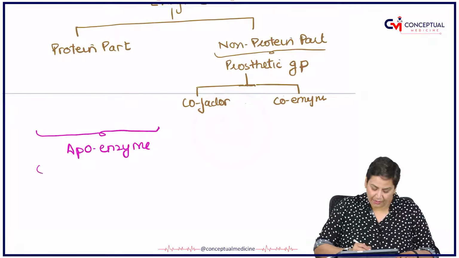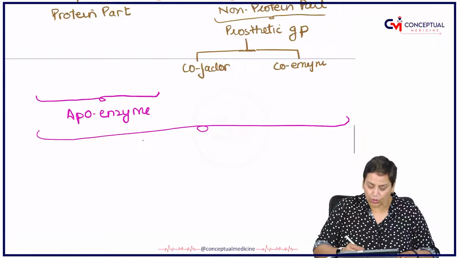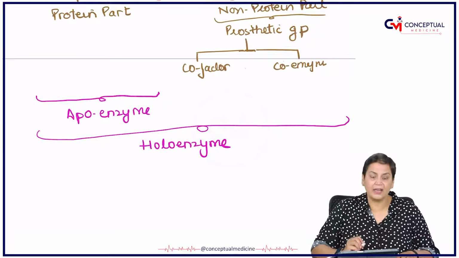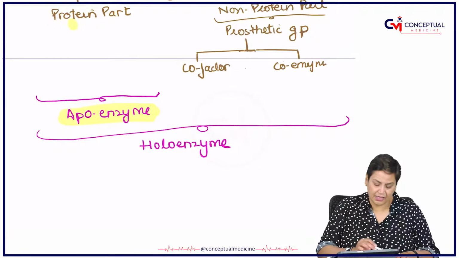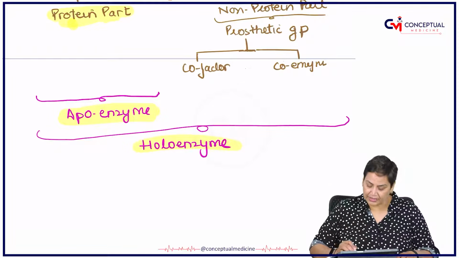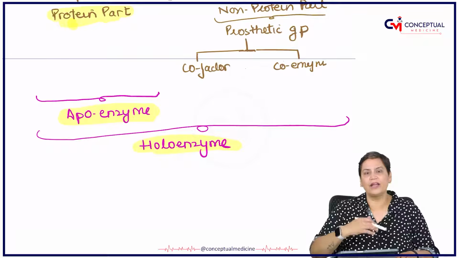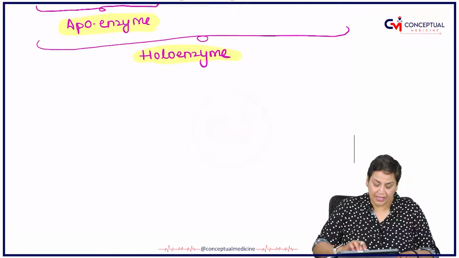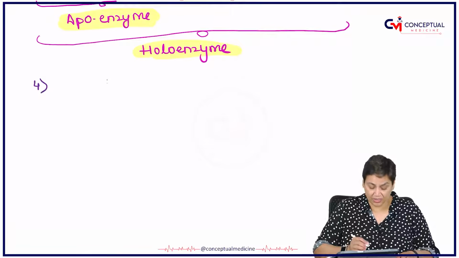But when this protein part combines with a cofactor or a coenzyme, it becomes a holoenzyme. Very, very important again. So if I ask you to differentiate, an apoenzyme is just the protein part, but a holoenzyme is the entire thing, which comprises the protein part along with a cofactor or a coenzyme. Then we are moving on to the last property of enzymes, that enzymes are highly, highly specific in action.